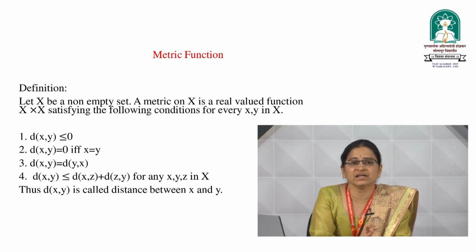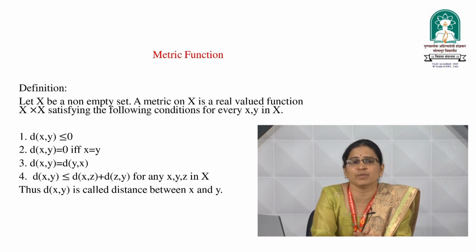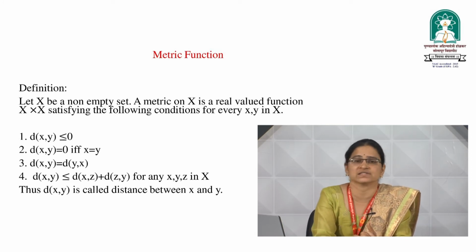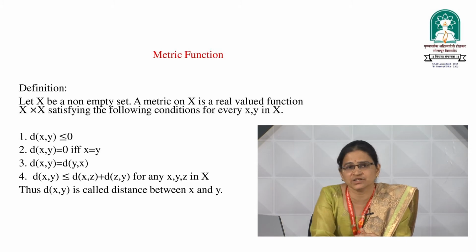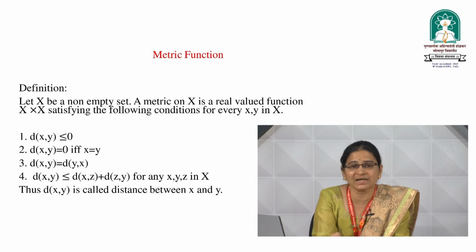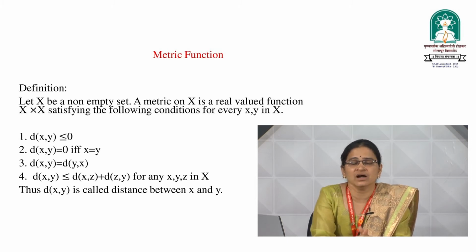Third one: finding the distance from point x to y is equal to finding the distance from y to x. This is the third property, d of x,y is equal to d of y,x. Fourth one we write as d of x,y is less than or equal to d of x,z plus d of z,y for any 3 points in the given space. This fourth property creates one triangle, and that's why the name of the property is triangular inequality.